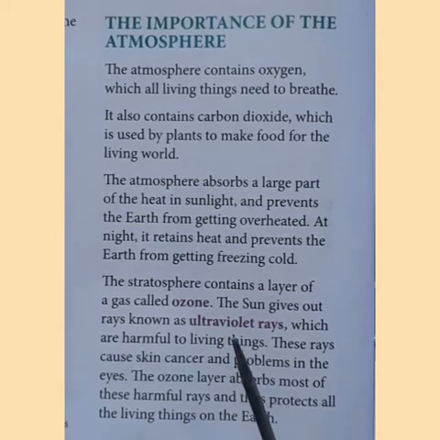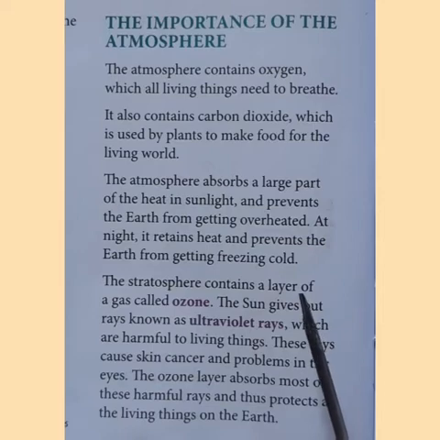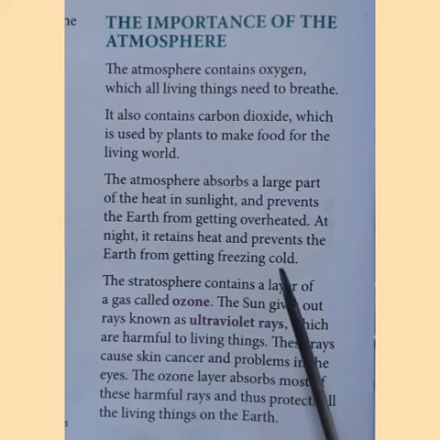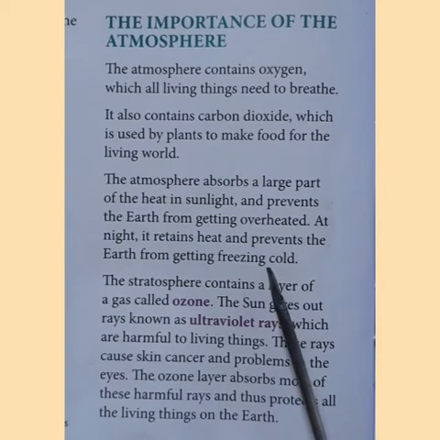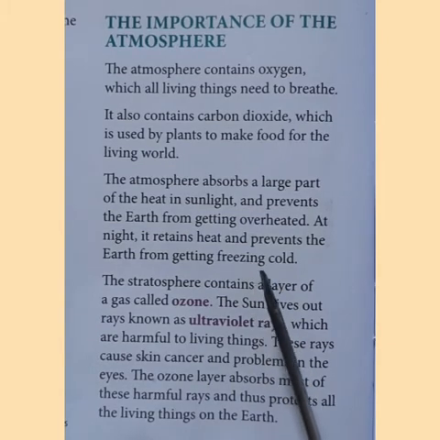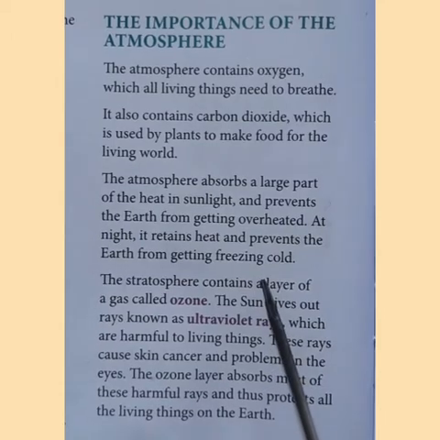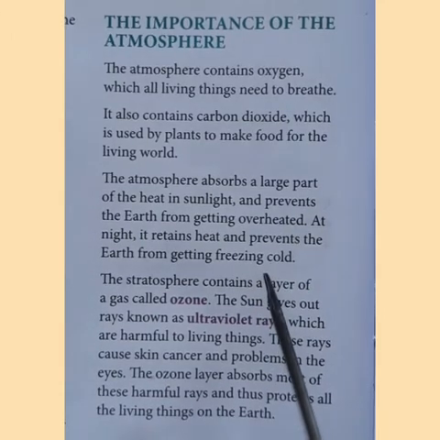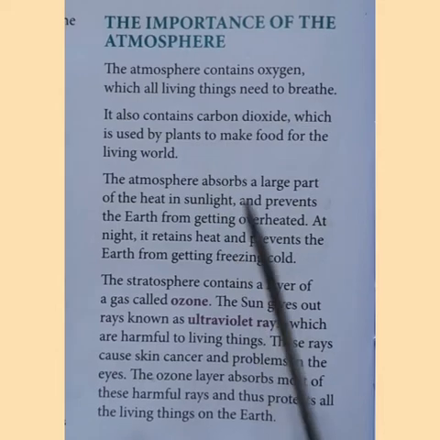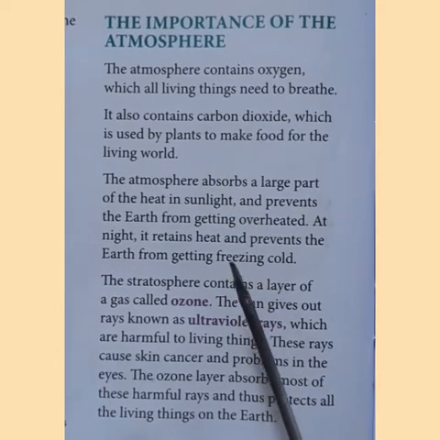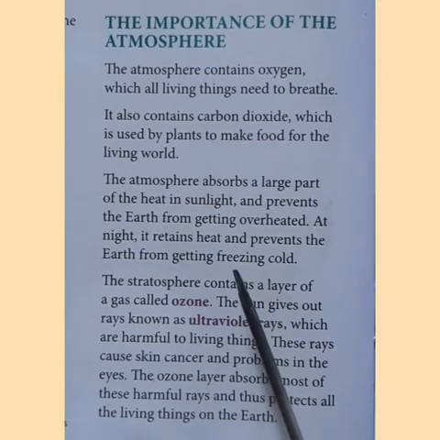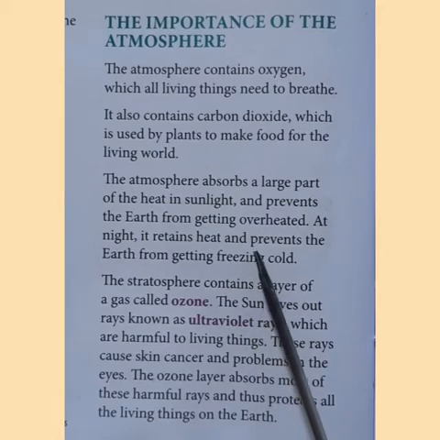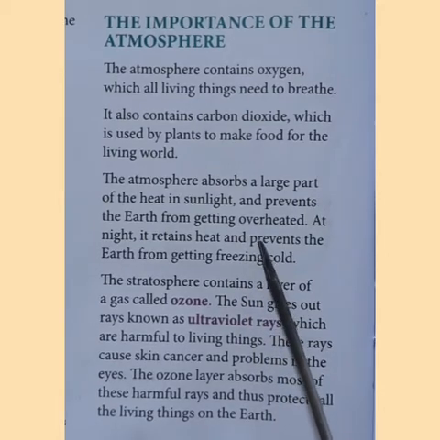And one more importance of atmosphere is that the atmosphere will absorb a large part of the heat from the sun, and it prevents the earth from getting overheated. The heat of the sun will be absorbed in the atmosphere itself. Most of the heat will be trapped in the atmosphere, and this prevents the earth from getting overheated.